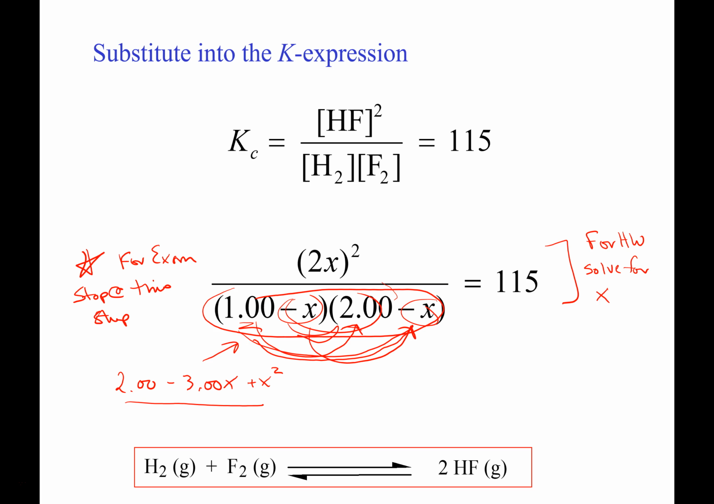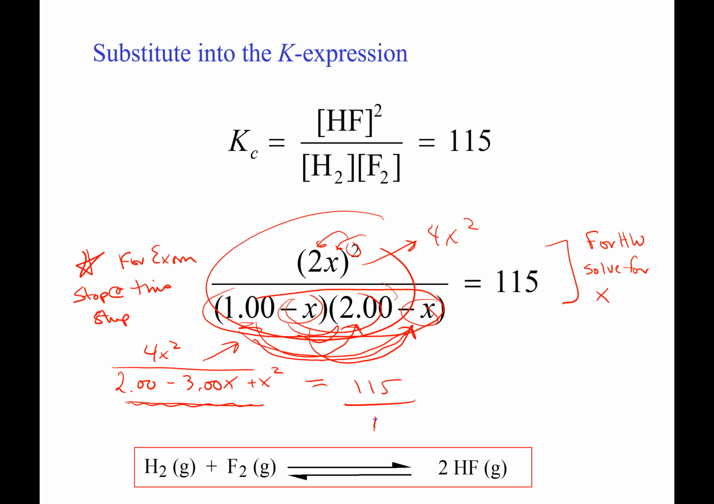So if I were to rewrite this, let me go ahead and expand that out. What is 2x quantity squared? I have to take my square for the 2 and my square for the x. So that's actually 4x squared. So this thing ends up being 4x squared over 2 minus 3.0x plus x squared, and that's all equal to your 115.